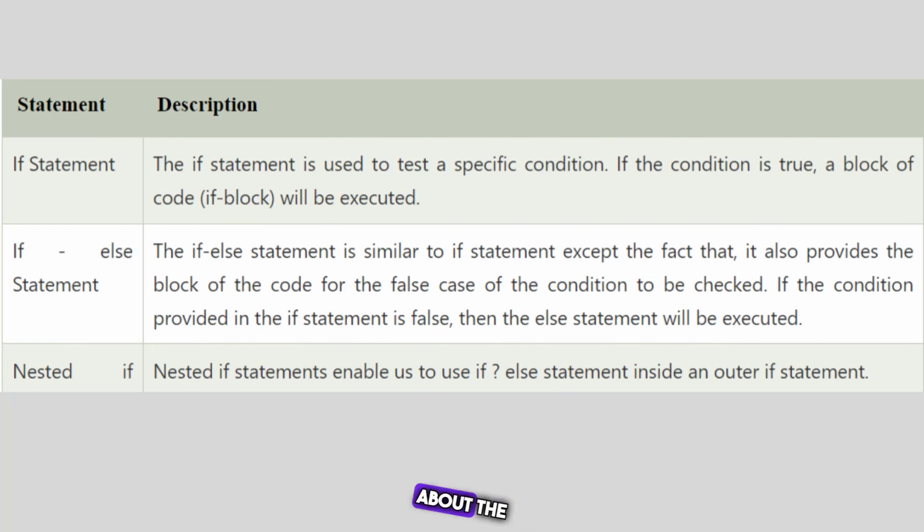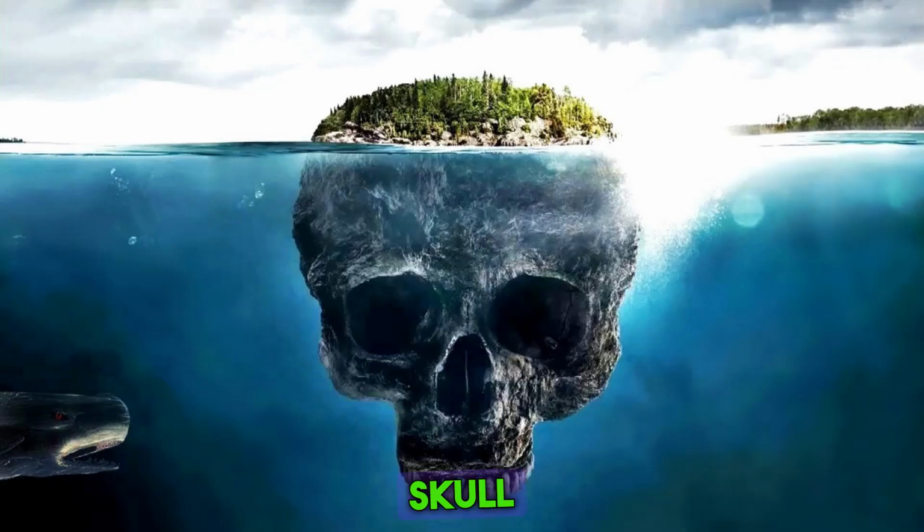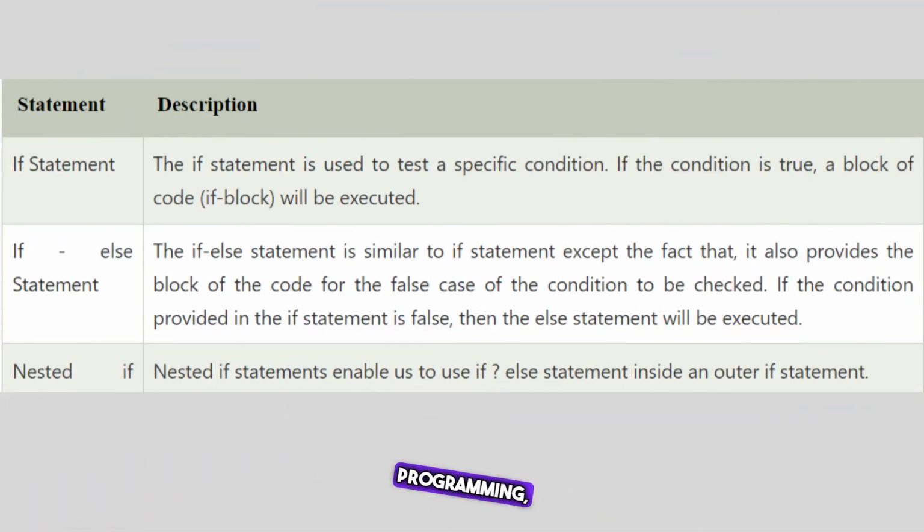Now let's talk about the if-else statement. In the world of One Piece, it's like deciding whether to explore an island or not. If you're curious and brave, you'll explore it. That's your if moment. But what if it's a dangerous island with a skull and crossbones? You might want to leave, right? That's the else part. So, in programming, you have your if for exploration and else for turning back.